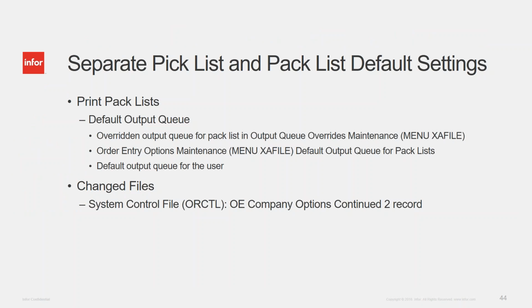Prior to this enhancement, the output queue hierarchy in which the pack list would be generated could be either an overridden output queue specified in output queue overrides maintenance, or the default queue defined for the user. Now with this added functionality, the default setting of this pack list output queue can also be set within OE options. If this OE setting for default pack list output queue is not blank and is valid, it will be used prior to the default output queue for the user unless an overridden output queue was specified for the warehouse and users.